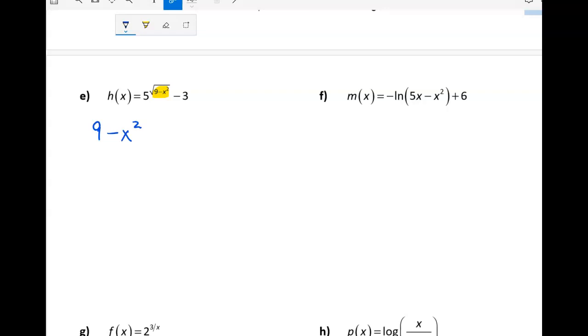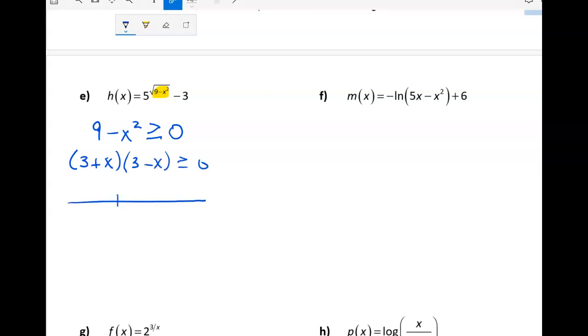You can't take the square root of a negative, but you can take the square root of positive numbers, and you can also take the square root of 0, so that means that 9 minus x squared is greater than or equal to 0. This is different from logarithms. This is a nonlinear inequality, so we do not want to solve this one algebraically. I'm just going to factor here: 3 plus x times 3 minus x is greater than or equal to 0.